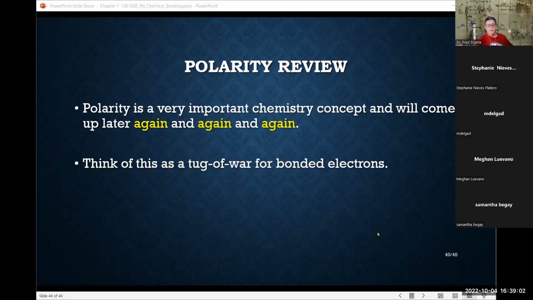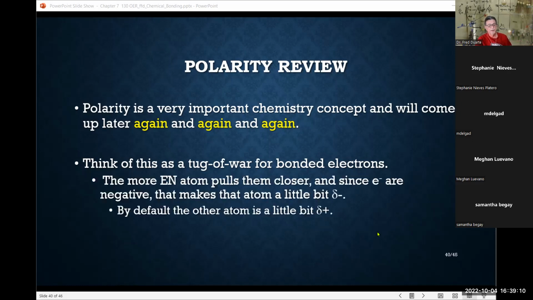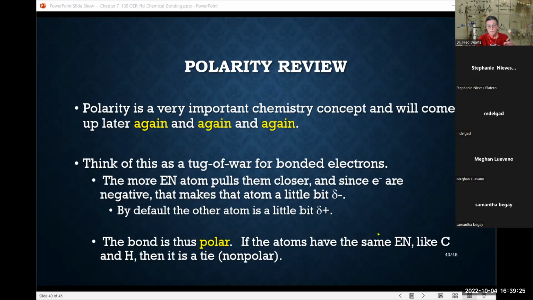And like I said, consider it like a tug of war over bonded electrons. It's either an equal tug of war, equally shared, or an uneven tug of war. Now, in the case of ionic compounds, we had a full-fledged negative or positive charge. With respect to covalent compounds, we do have a charge, but it's just a partial charge.